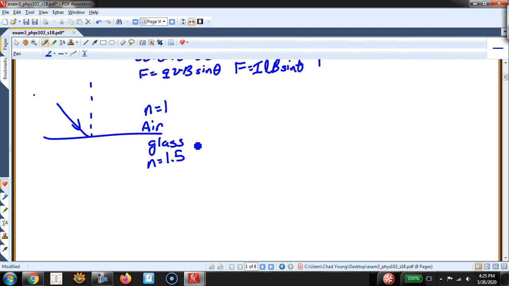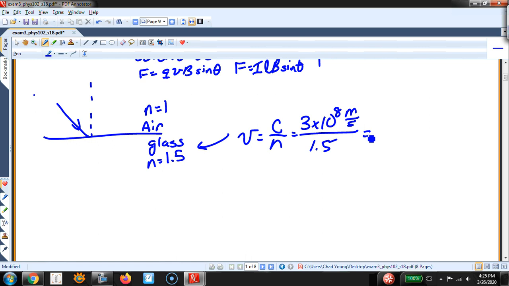By the way, if I wanted to know the speed of light in glass, I would say v is equal to c divided by n. That's 3 times 10 to the 8th meters per second divided by 1.5. No units on the index of refraction, by the way. It's a ratio of 2 velocities. And so that's going to be 2 times 10 to the 8th meters per second. So the light slows down quite a lot when it goes into this new medium.